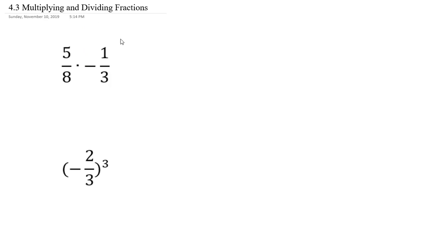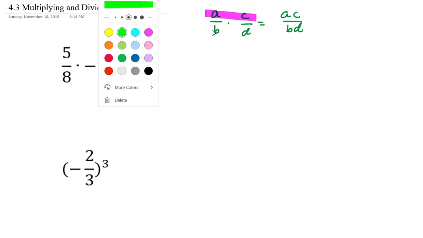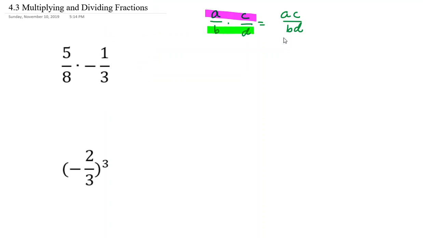The rule for multiplying and dividing fractions goes like this. It's really simple. A over B times C over D equals AC over BD. What on earth does that mean? It just means that when you multiply fractions, you multiply the numerators together and you multiply the denominators together. That's it. That's all you have to do.